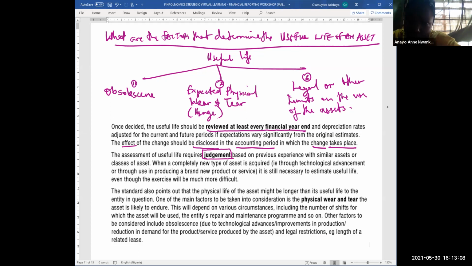Other factors to be considered include obsolescence due to technological advances or improvements in production or reduction in demand for the product or service produced by the asset, and legal restrictions, e.g. length of a related lease.